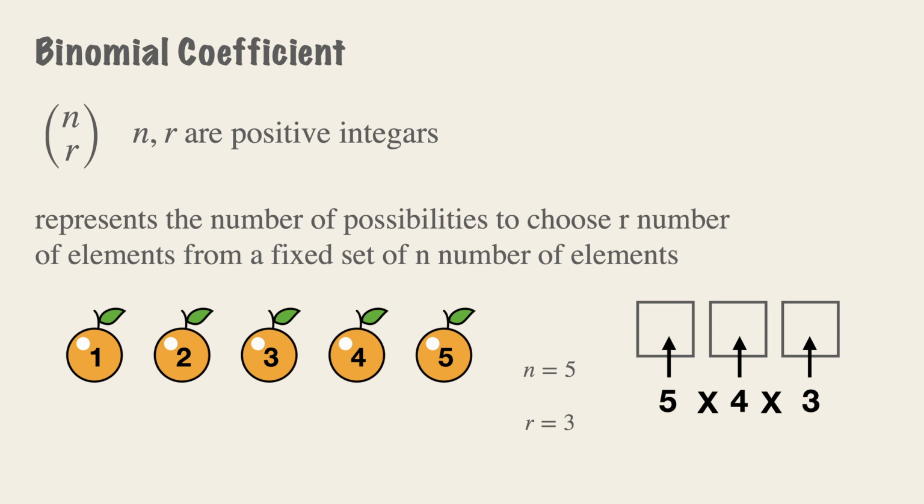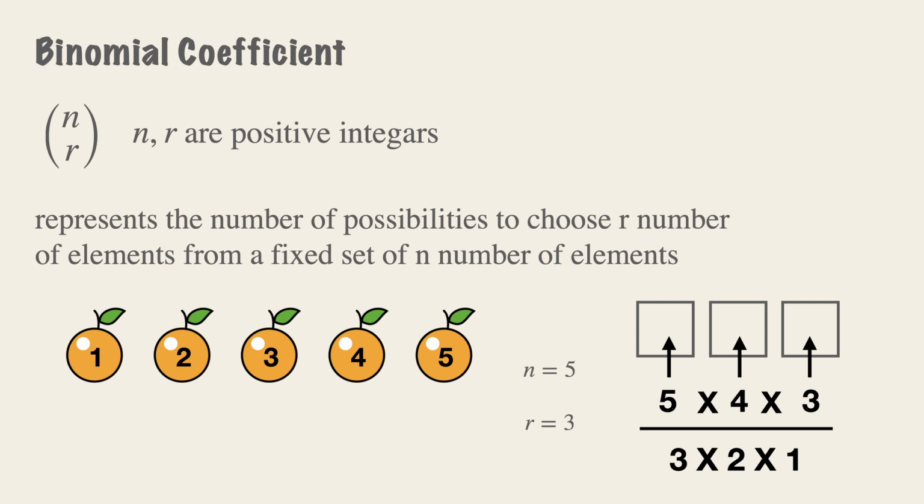However, if we do this, there is an order involved. Thus, we need to divide by the number of orders we have for these slots. For the first slot, we have 3 positions to choose. For the second, only 2 remain. And for the last slot, only 1 remain.